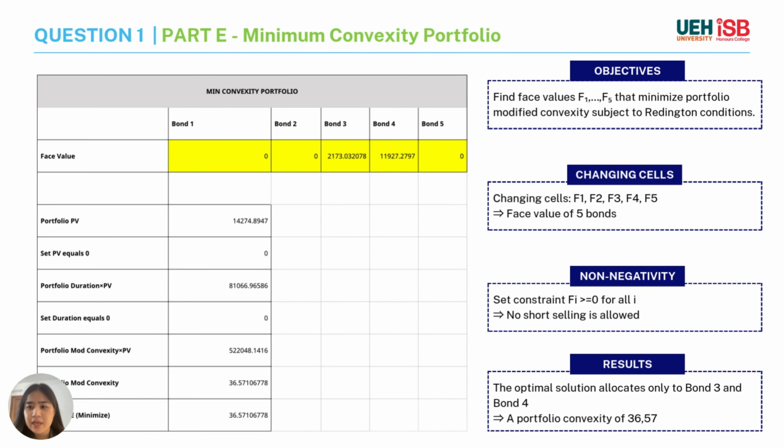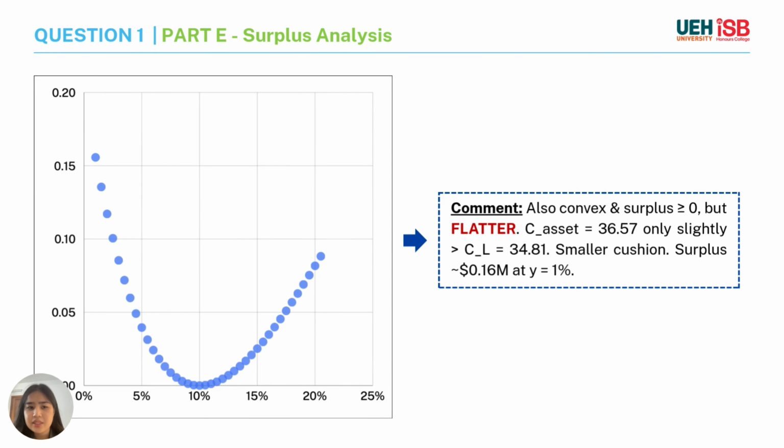So moving to part E, we now minimize convexity under the same constraint. Using Solver again, but this time minimizing the objective, the optimal solution invests in bond 3 and bond 4. This results in a bullet strategy where cash flows are concentrated around the liability horizon, and the resulting convexity is 36.57, which is only slightly higher than the liability convexity of 34.81. So in this case, the surplus curve is still convex and non-negative, so immunization still holds.